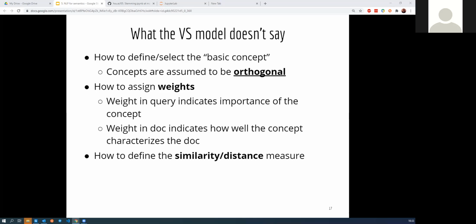Yeah, I was just confused because you're saying that we're assuming concepts are orthogonal, so now it makes sense. But I thought that we already defined concepts, so that's why I was confused. No, there is no definition. Yeah, it makes sense. That's the problem. So the model itself has empty spaces in terms of definition. The model says that there should be some concepts and they should be orthogonal. So the weights, again, there is no definition for how to define the importance in the model.